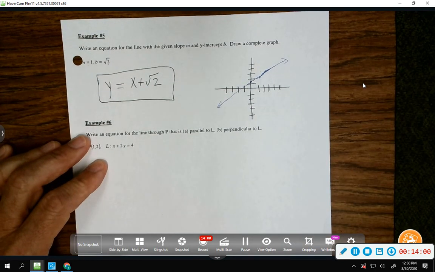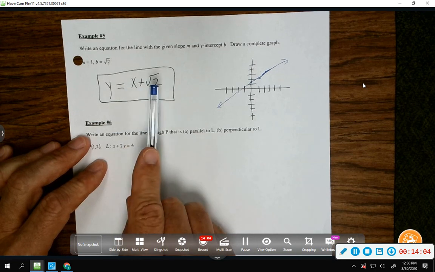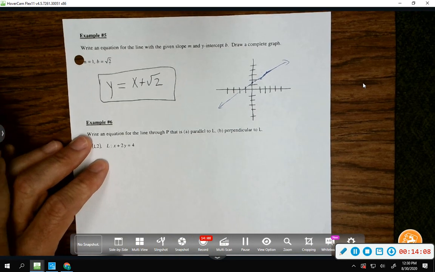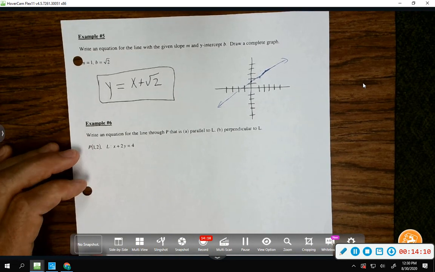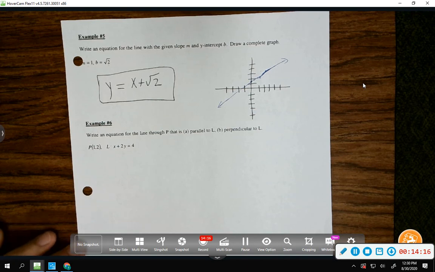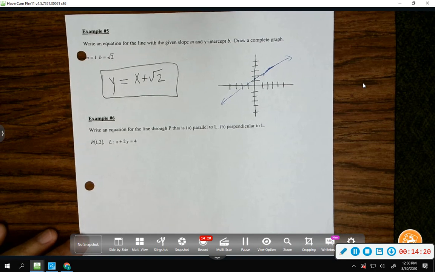Okay? But I want you to get used to the fact that we're going to get slopes that are going to be irrational. We're going to get y-intercepts that are irrational. Remember what irrational means. It is a non-repeating, non-ending decimal when you write it in decimal form. Common irrational numbers. Any square root that's not a perfect square is probably the most common.